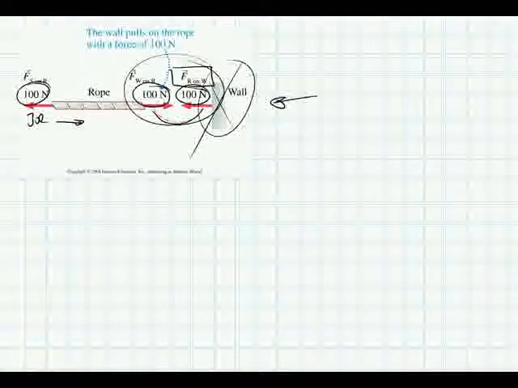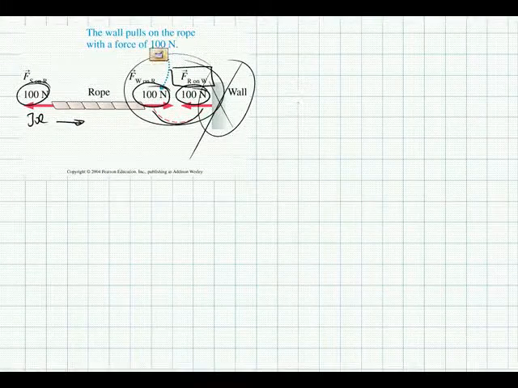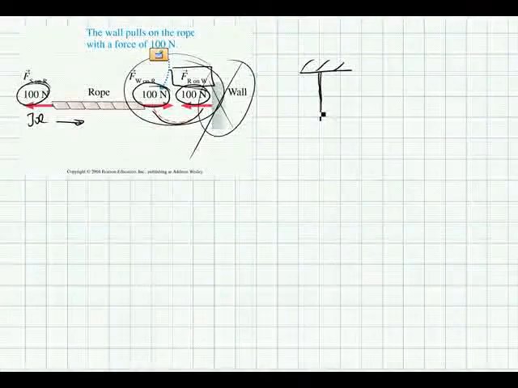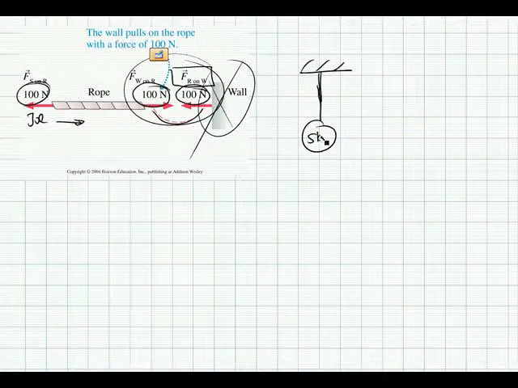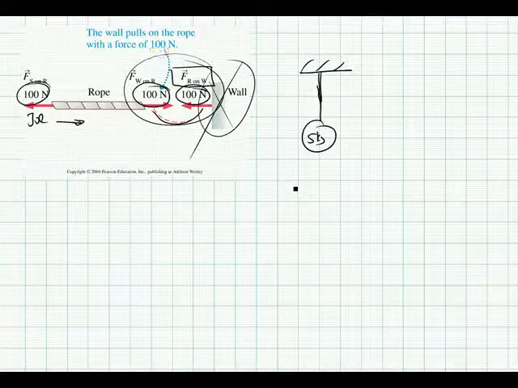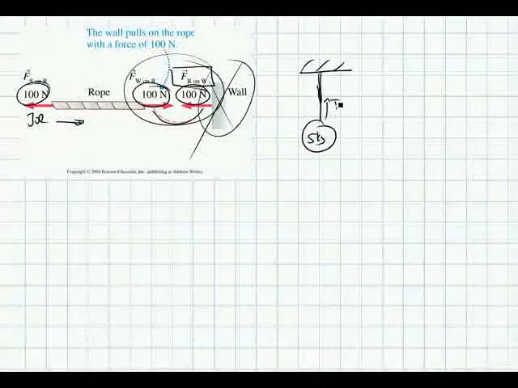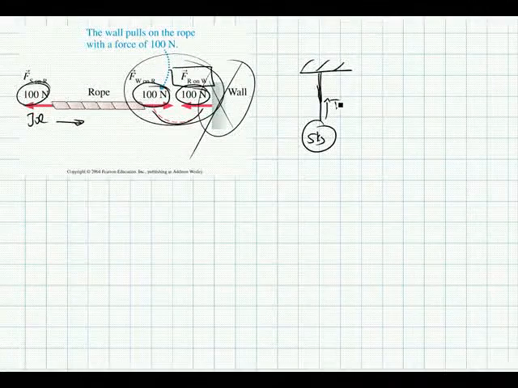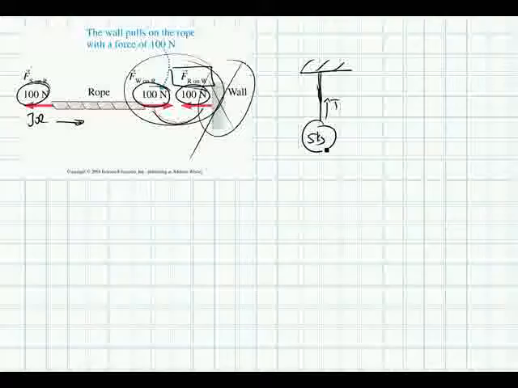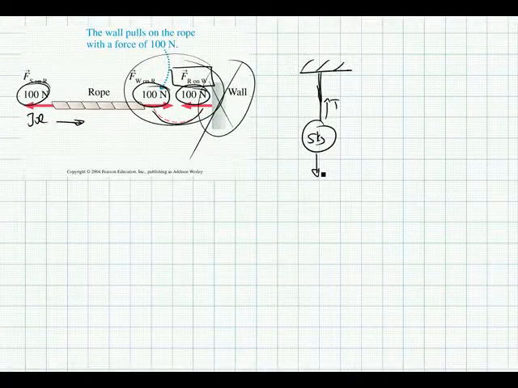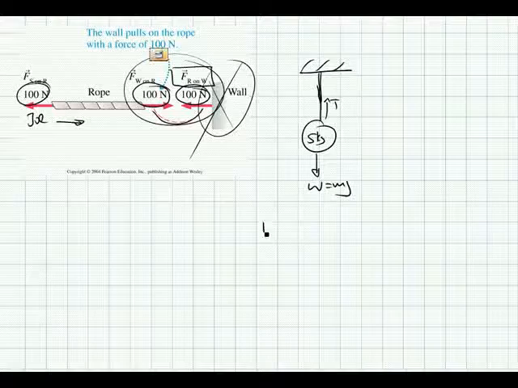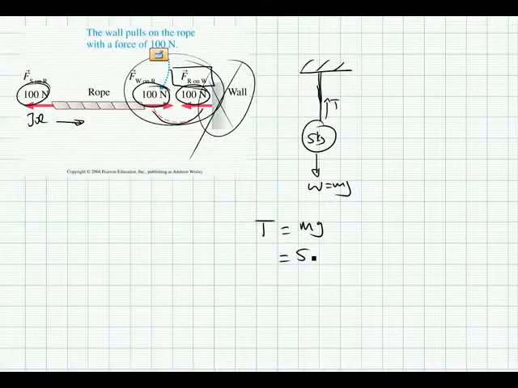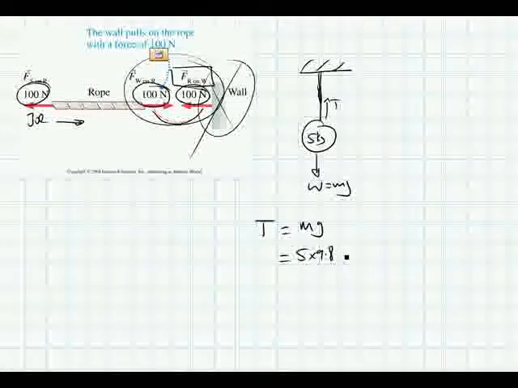To illustrate this point, let me ask you another quick question. If we have a ceiling, and I hang from a string a 5 kilogram mass, what would be the tension in the string? We have an equilibrium scenario. Tension in the string is equal to W, which is mg. So the tension in this case is simply 5 kilograms times g, 9.8, newtons.